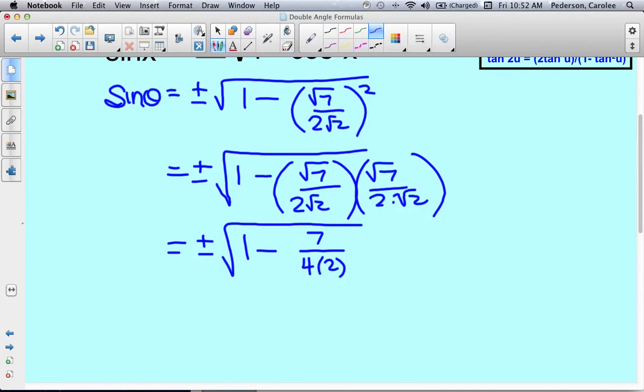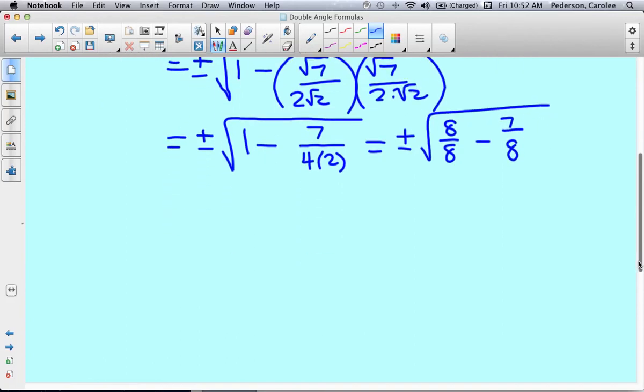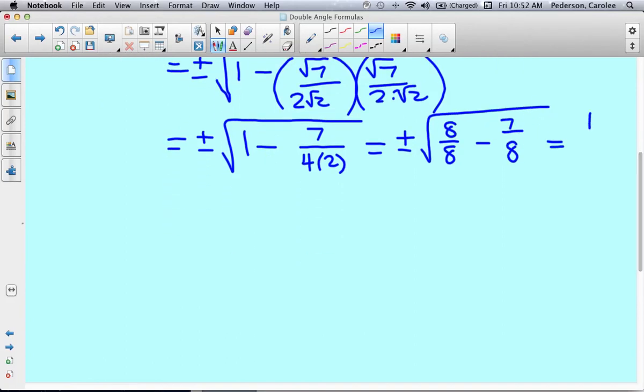Now to continue simplifying, I notice I have an 8 in the denominator for that fraction because 4 times 2 is 8. So I have 7/8. And then I'm going to just change that 1 to 8 over 8. So 8/8 minus 7/8 is 1/8. Plus or minus.